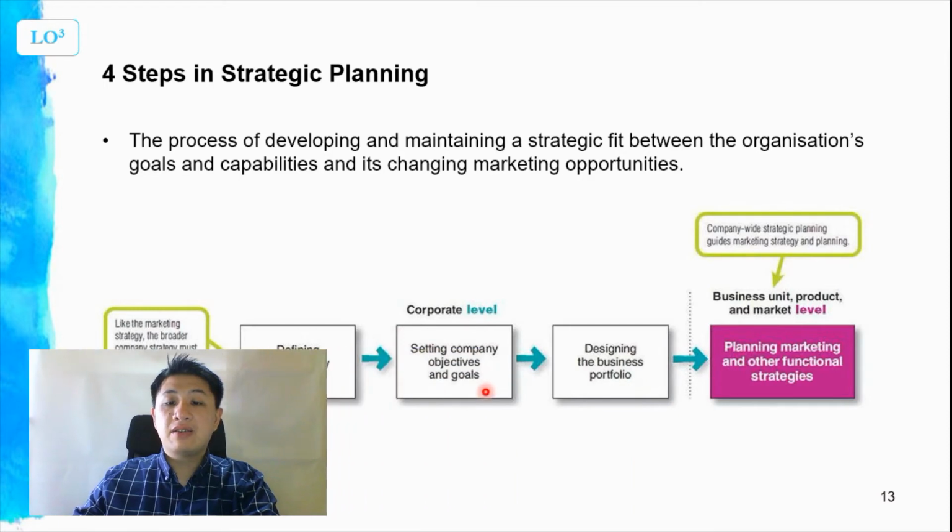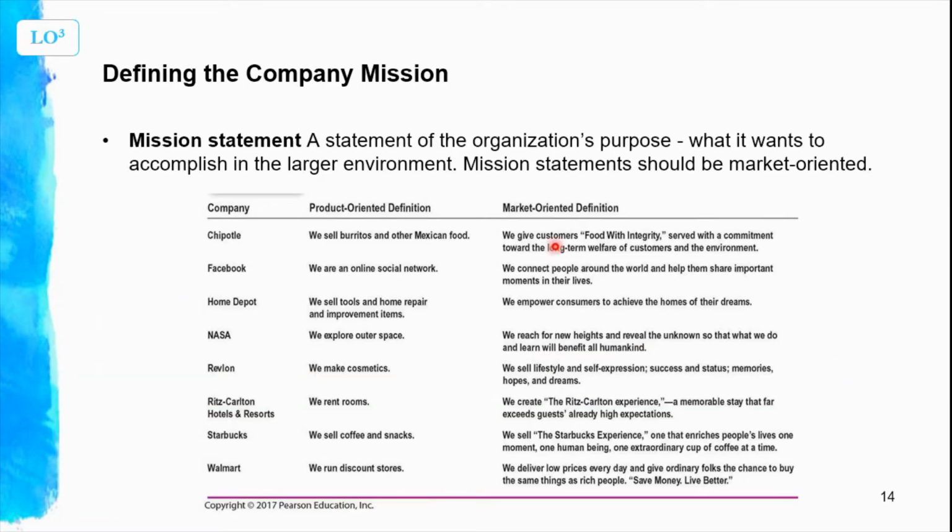And from there, they will design the business portfolio, looking at what products and what portfolio will best fit the company as well as their market offerings. And this will then translate to the business unit at the product and marketing level, where they will actually provide the marketing strategies, which we talk about in the marketing plan, etc. So first we talk about defining the company mission.